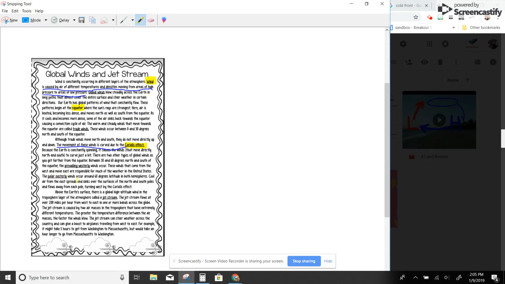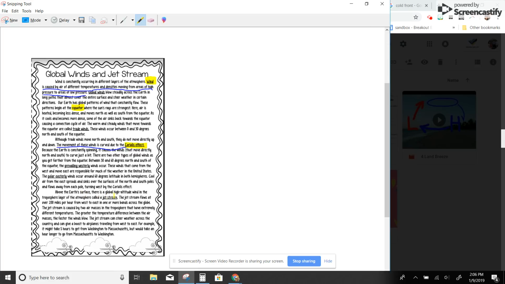The polar easterly winds occur at the 60-degree latitude in both hemispheres. So this would be at the North and the South Pole. Cool air from the east spreads and sinks over the surfaces at the North and South poles and flows away from each pole, turning west by the Coriolis effect.